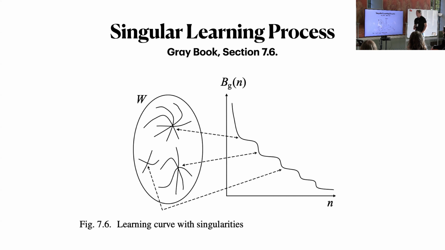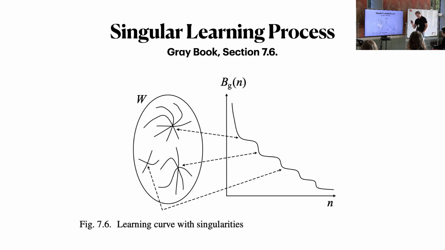So as I said, I want to talk about phase transitions. I think this is the place where SLT seems to be saying the most significant things per hour of thought currently. This is the start of our study of phase transitions in SLT, this somewhat mysterious figure in section 7.6 of the Grey Book. I don't really want to talk about it.